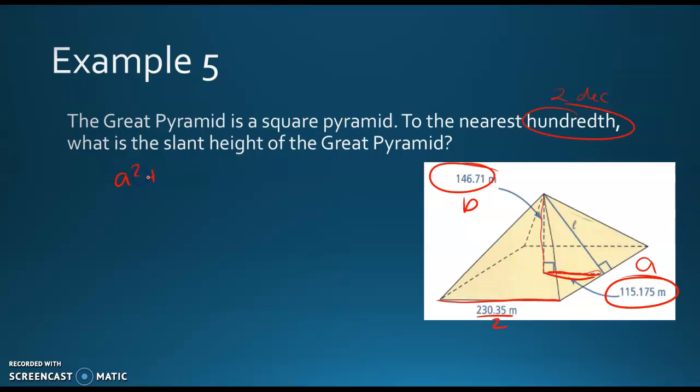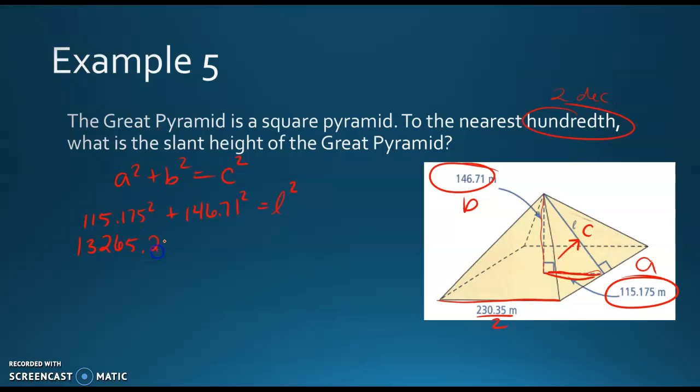And so A squared plus B squared, and we're looking for our C. They're calling it L because that's what we label slant height. We're going to go ahead and call this for now C squared. So we're going to type in 115.175 squared plus 146.71 squared. I'm going to go ahead and change it to that little cursive L because that's what they gave us here. And when I square these, I end up with the following numbers.